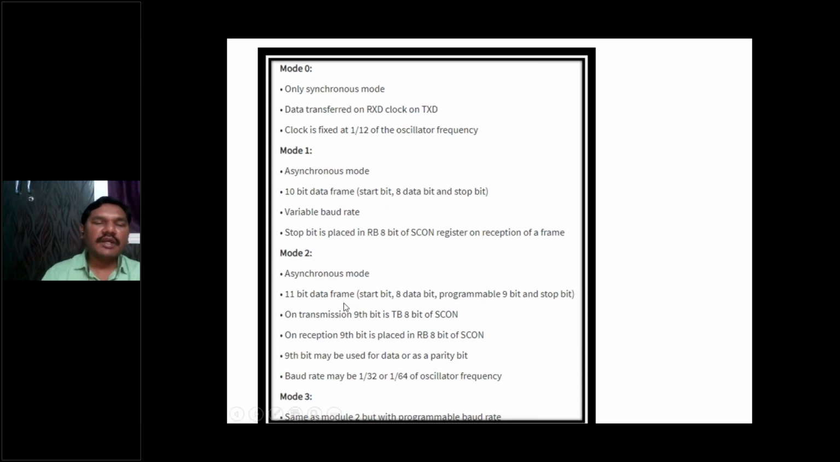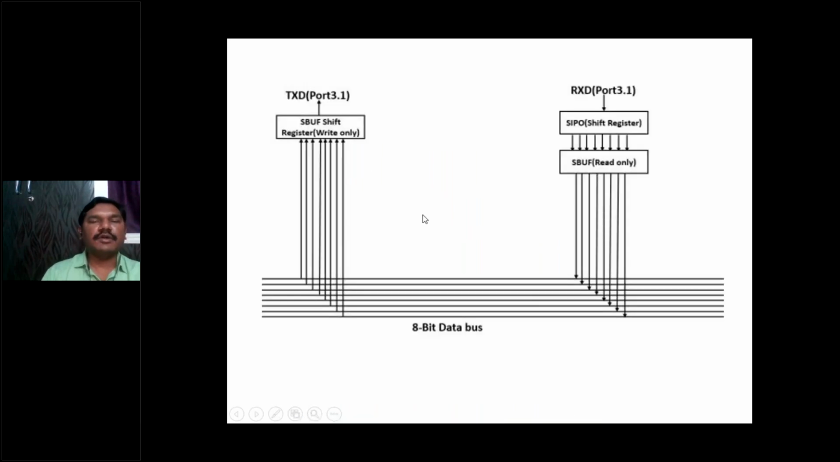But here in the 11 bits, we are having a start bit, 8 data bits, a programmable 9th bit, and a stop bit. Okay, so total 11 bits. Mode 3 is the same as mode 2, but with a programmable baud rate or variable baud rate.